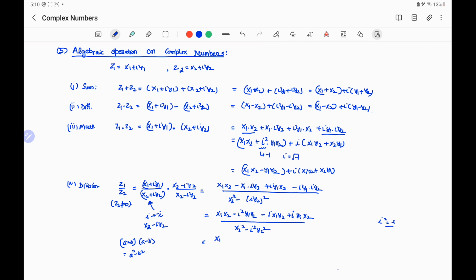It will be equal to x1 x2, and i square is minus 1, so it becomes plus y1 y2. This is the real part. Then if we take i common, it will be i(y1 x2 minus x1 y2), divided by, and in the denominator it will be x2 square plus y2 square. So this is the division of the complex numbers.